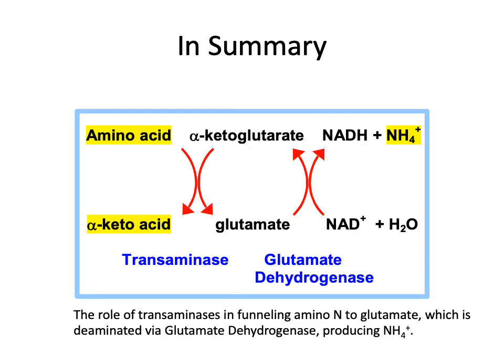Okay, so in summary, in order to break down amino acids, we need to transfer that amino group from the amino acid to alpha keto acid. Generally, that's alpha ketoglutarate, which is converted to glutamate, and then glutamate can, through the glutamate dehydrogenase, lose that amino group, converting it back into alpha ketoglutarate and generating a little bit of energy in the form of NADH at the same time.